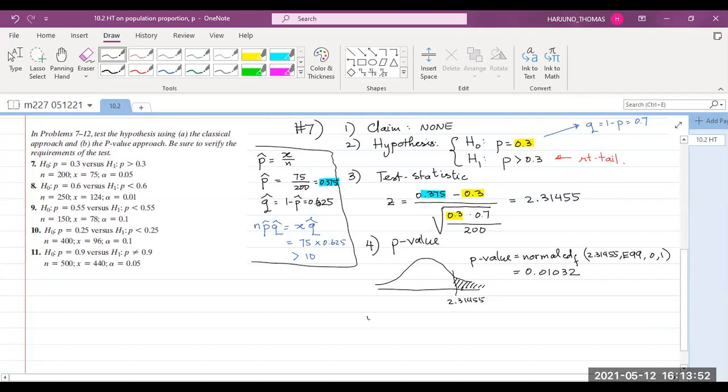Now then, step 5. Let's see, the alpha is 5%, which is greater than my p-value. Okay, so the informal conclusion will be reject null hypothesis, because the p-value is smaller than alpha. And the same rule we have before. Okay, and then step 6, the conclusion. We cannot draw any conclusion because we don't even have a claim.